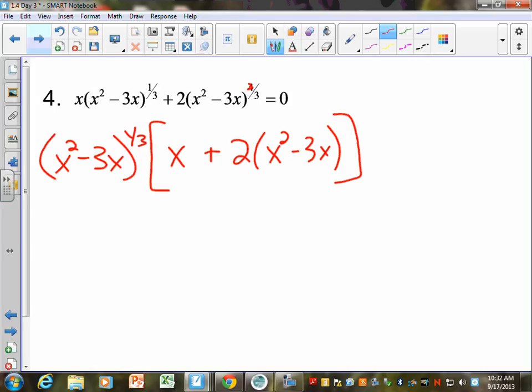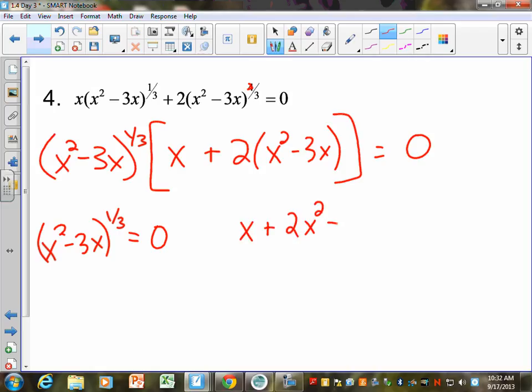And now we could actually work this out. This is still equal to 0. This is just (x squared minus 3x) to the 1/3, and I could set that one thing equal to 0, because it's my one factor. And this is my other factor. I can set all that equal to 0, and I'm going to distribute at the same time: x plus 2x squared minus 6x, because I'm just distributing my 2. And I'm going to set that equal to 0 too.